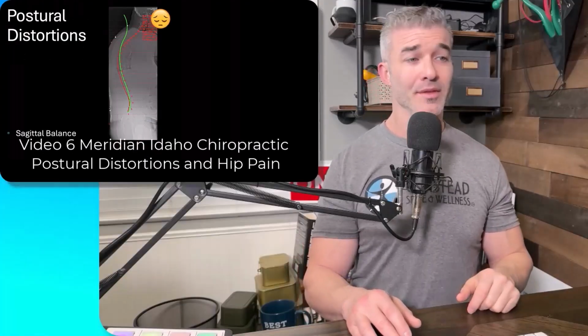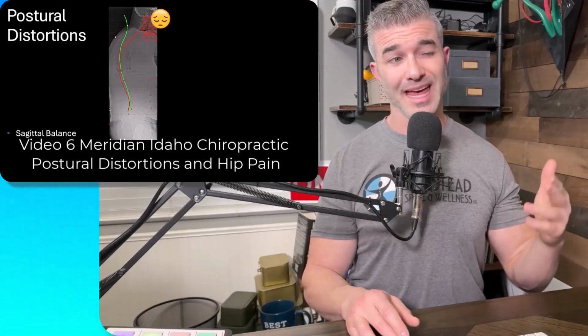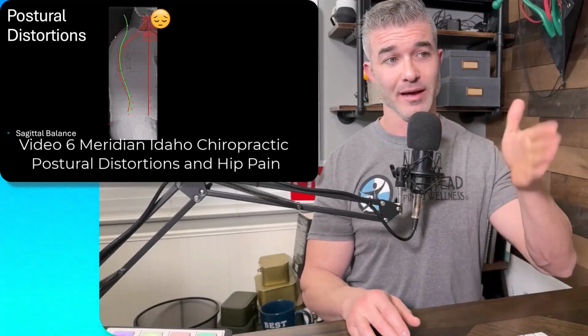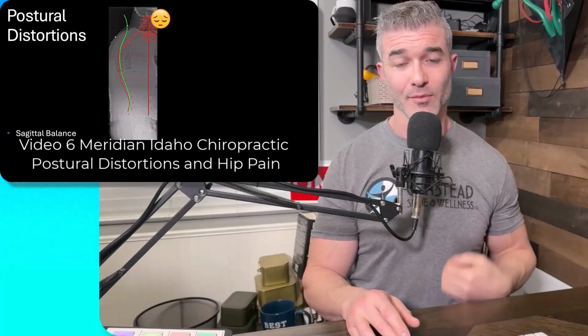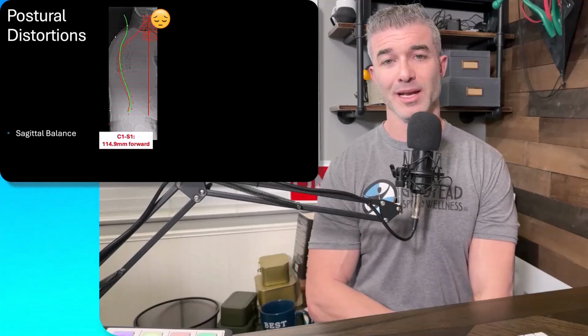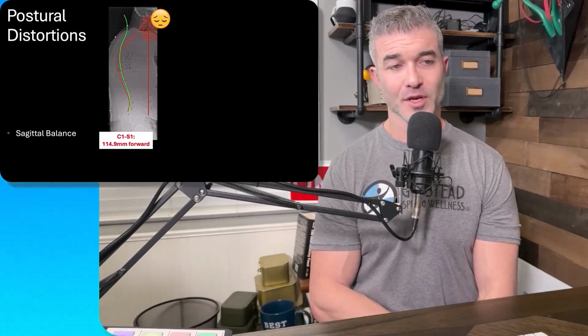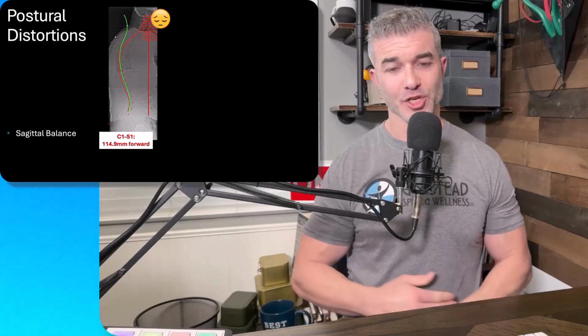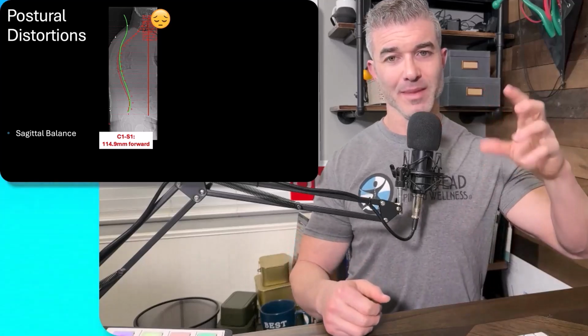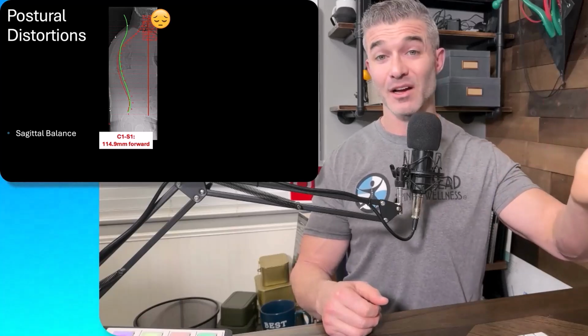Let's dive into it. Postural distortions. This is another thing. We look at a full spine view, and on the side view, the head, the rib cage, and the pelvis should all line up. So if we draw a vertical line like that red line, we can see in this diagram, this person's 114.9 millimeters forward. This is abnormal sagittal balance. When you're off like this, it changes stresses lower in the spine, messes up the lower back, puts stress on the pelvis and the hips, and this can cause hip pain.